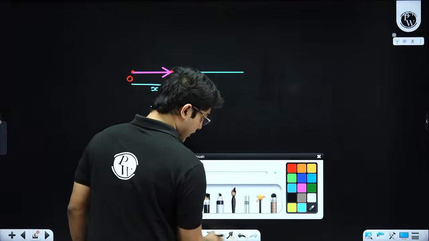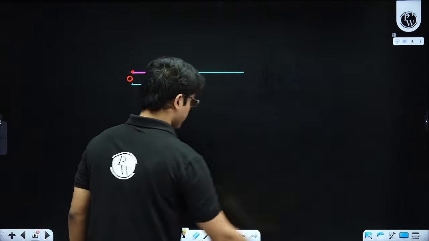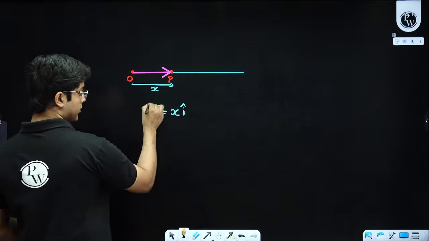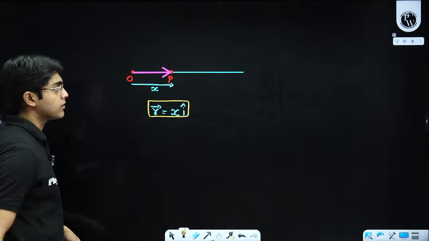Now there is a relationship between this and the displacement vector, so that we will study after covering the displacement.